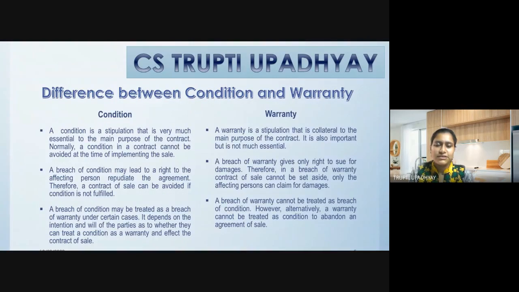So now let's understand conditions and warranties with the help of the differences. A condition is a stipulation that is essential to the main purpose, and a condition cannot be avoided while implementing the contract of sale. Whereas a warranty is a stipulation collateral or supplementary to the main purpose. If there is a breach of a warranty, it is also important but not much essential. Now, when there is a breach of condition in a contract, it will lead to the repudiation of the agreement or contract.